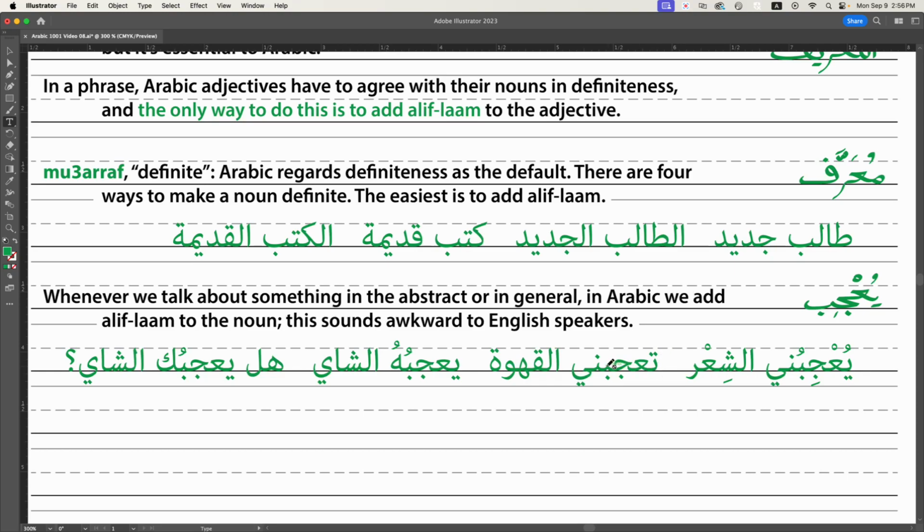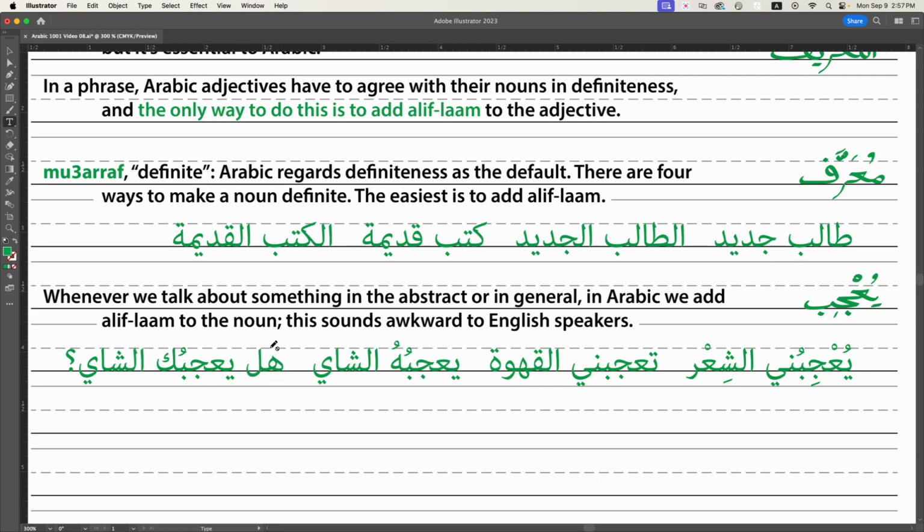So tu'jibuni al-qahwa, if we're going to be all accurate about it, it pleases me, the coffee, or in English, I like coffee. I can use a different pronoun at the end and say yu'jibuhu ashai. Ashai is tea, like chai. So yu'jibuhu ashai. Tea pleases him, or he likes tea.